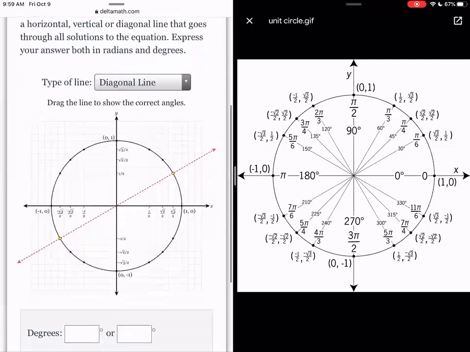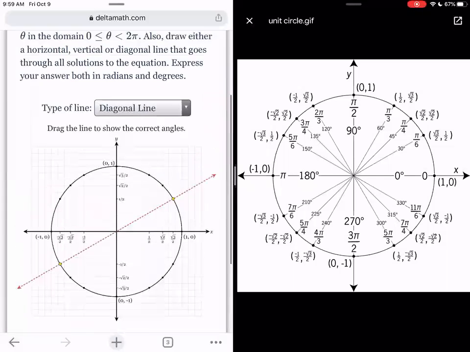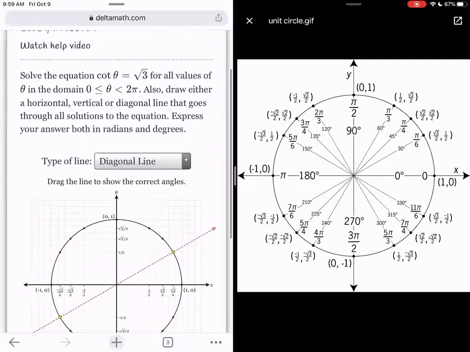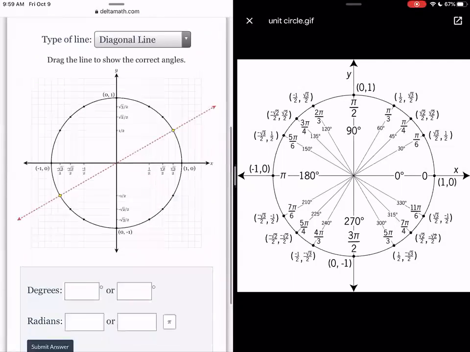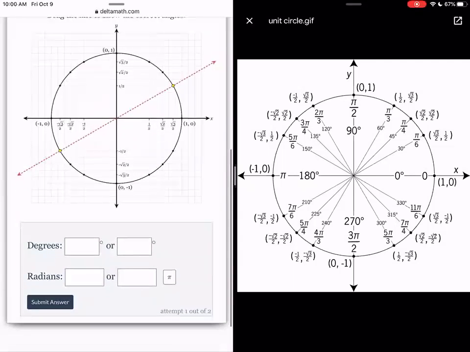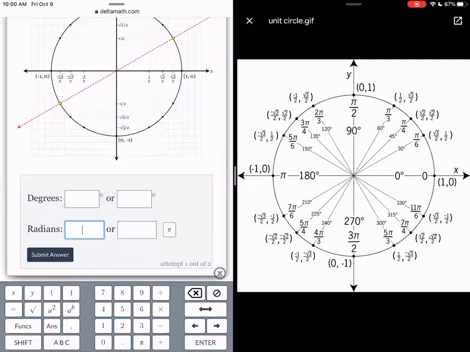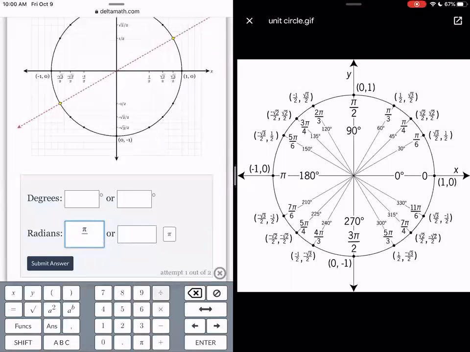Then I scroll down, and they want degrees too? It says express your answer in both radians and degrees. I see now. Let's do the radians first, because we said them first. It was pi over 6 and 7 pi over 6. Now to convert it to degrees, let me screenshot it so I can point. For pi over 6, we said it was 30 degrees.